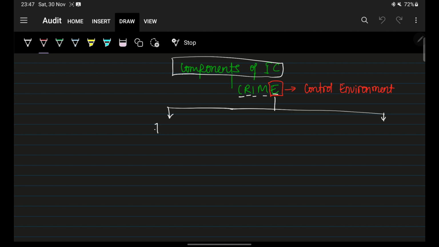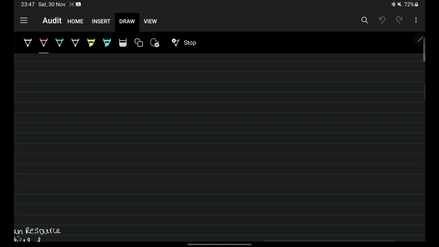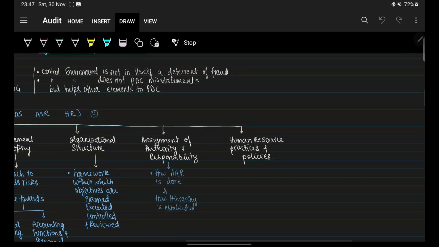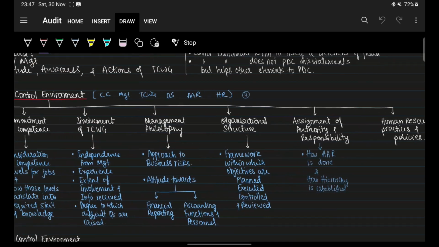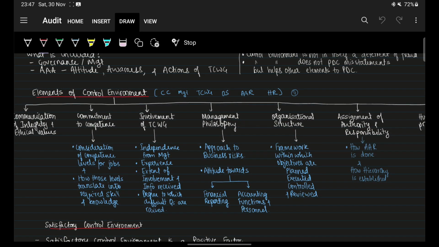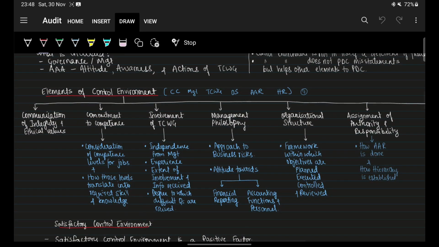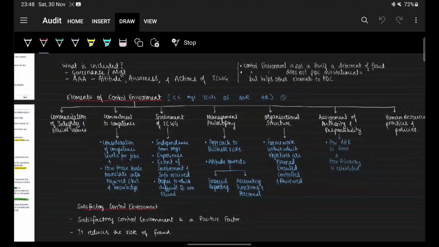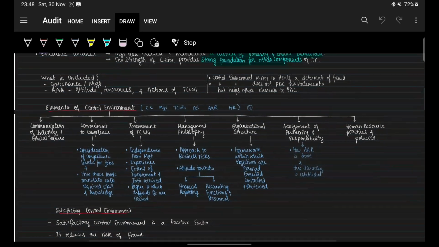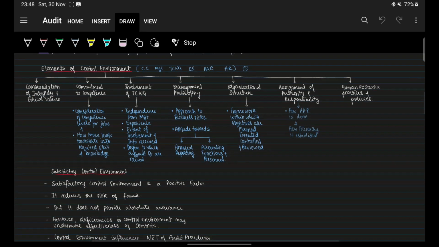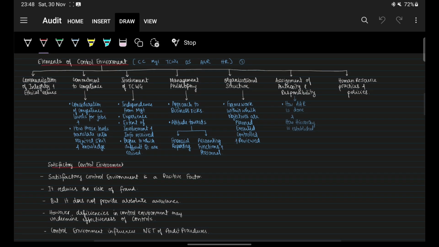There are 7 subpoints. Okay, so we'll just go back to that chart. So now I'm guessing you've understood where we are standing right now. Okay, now we're going to see what makes up the control environment. Let me just zoom out so you can see everything. If you can't see, I think YouTube gives you the option of zooming in, right? I think you can do that.